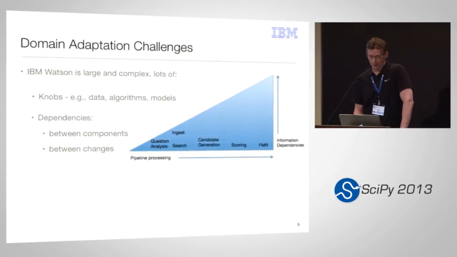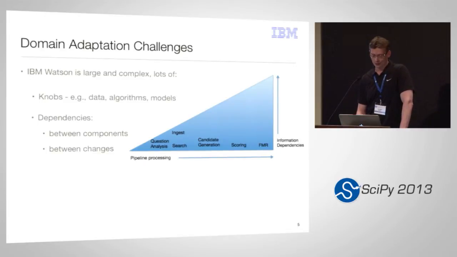Now, one important thing is the dependencies. There are lots of them in the entire system, and there are dependencies between the components and also between changes in these components. This graph shows the pipeline, again, from left to right, starting out with the question analysis on the left, and on the right, the final merging and ranking. And it shows that the number of information dependencies rises as you go through this pipeline. So if you make a change early on in the pipeline, that affects everything downstream, and that is something you have to keep track of.